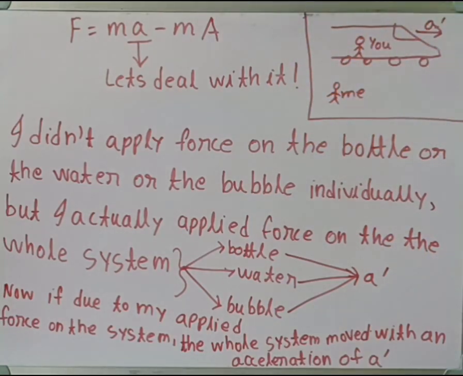Similar to the case of a train, suppose you are inside this train, and the train is moving with an acceleration of a dash. If I am standing outside, I can't just say that only you are moving with an acceleration of a dash, or only the train is. Rather, the whole system, that is you and the train, makes up the system, and this whole system is moving with an acceleration of a dash. Similarly in this case, as the system contains the bottle, the water and the bubble, all three move with an acceleration of a dash simultaneously, as the whole system is moving with an acceleration of a dash.